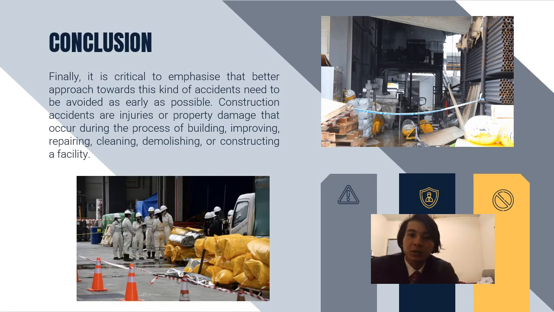We have come to the conclusions. It is critical to emphasize that a better approach towards this kind of accident needs to be taken as early as possible. Construction accidents are injuries or property damage that occur during the process of building, improving, repairing, cleaning, demolishing, or reconstructing a facility. In the construction sector, accidents can result in both property damage and personal injuries. Continuous effort to improve ourselves needs to be done quickly and efficiently to ensure a healthy and safe future.